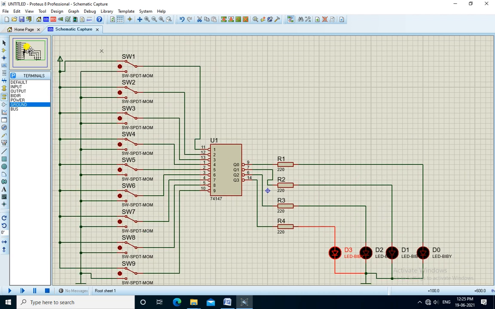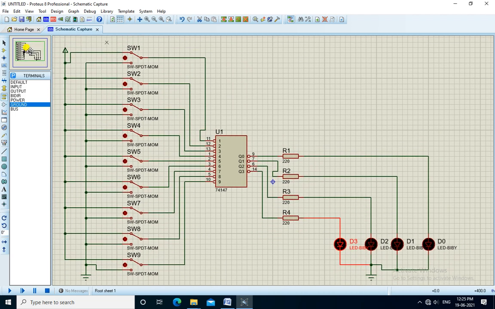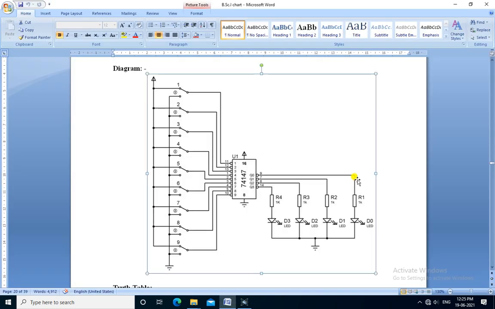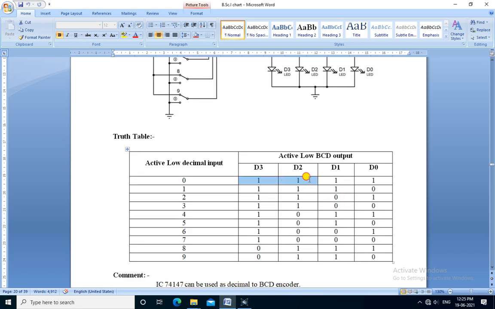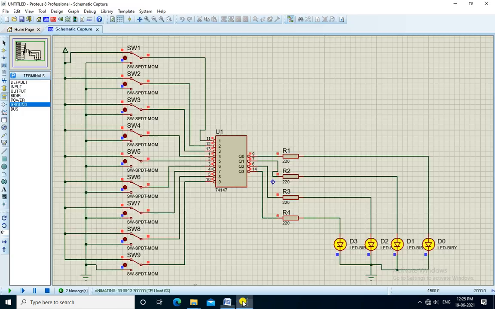So the circuit is connected. Now we run the simulation. Okay, here all the inputs are 1, that is no input is applied, and outputs are also 1, so all the outputs are high, so it shows the decimal 0, active low type decimal 0.